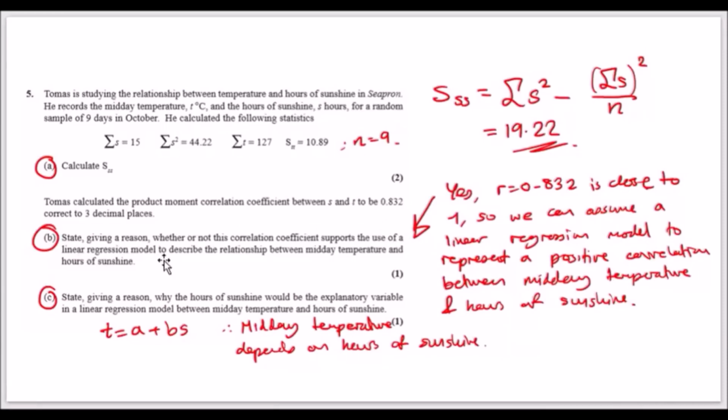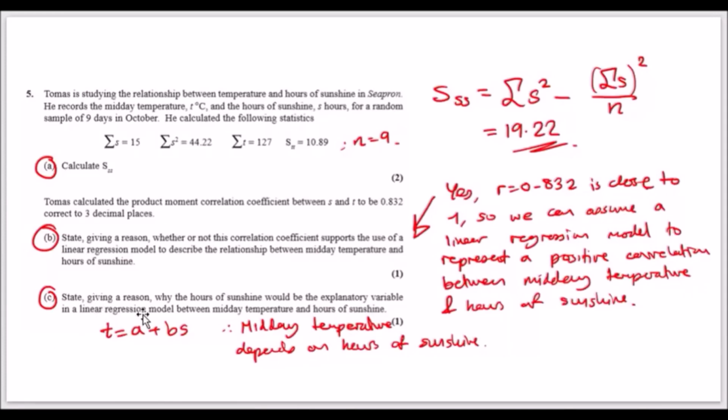Because a linear model, all it simply means is that we want to make a line of best fit between our data points. If we can do that, then it supports a linear regression model. Okay, and then to describe the relationship between midday temperature and hours of sunshine, I just wrote yes, the R value is close to 1. So we can assume a linear model to represent a positive correlation between midday temperature and hours of sunshine. I would probably check the mark scheme for any additional information on this, but I think that should be okay.